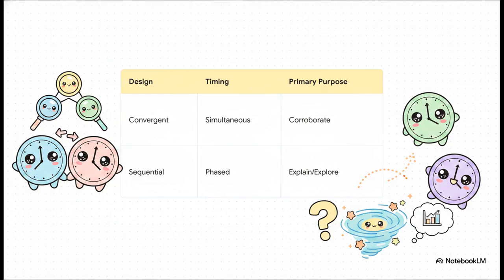Convergent designs are all about parallel, simultaneous timing. You use this approach when your primary goal is to corroborate findings across different methods at the same time. Sequential designs, though, are phased. They depend on the results of Phase 1 to drive Phase 2. You want to use a sequential approach when you need to either explain a complex statistical trend or explore a brand new theme before you can even think about testing it. Basically, it comes down to asking yourself, does my question demand simultaneous corroboration or step-by-step exploration?